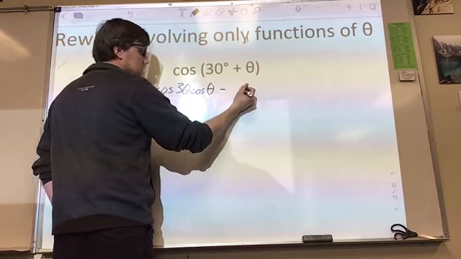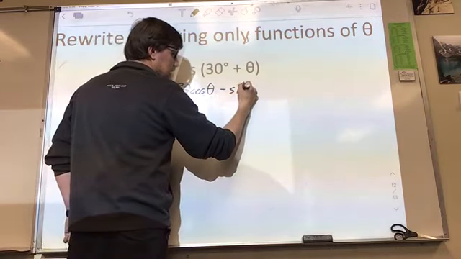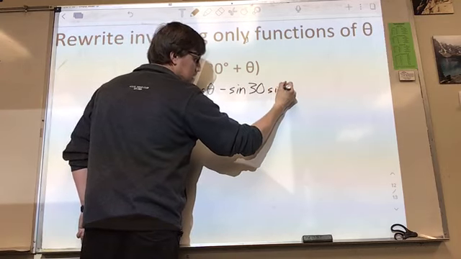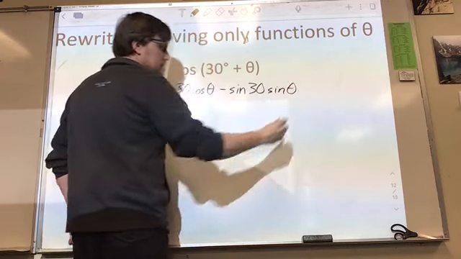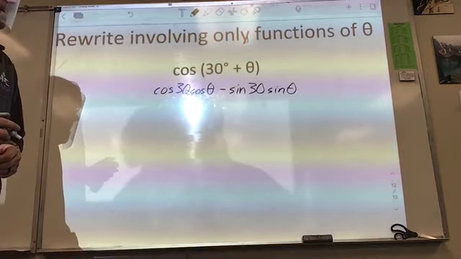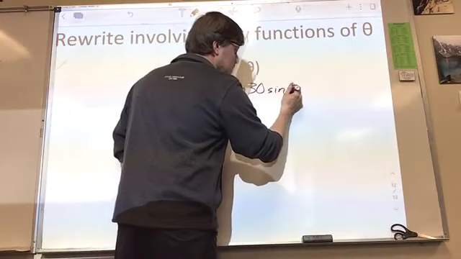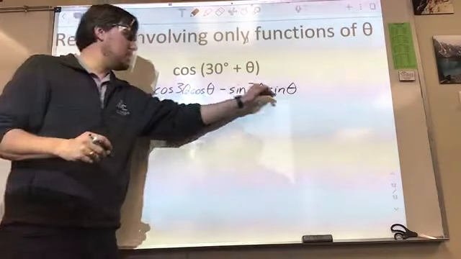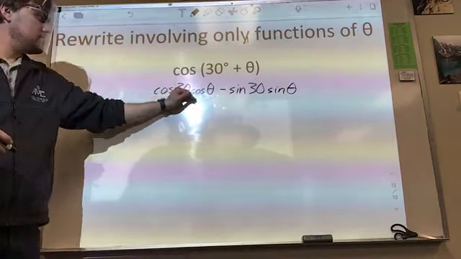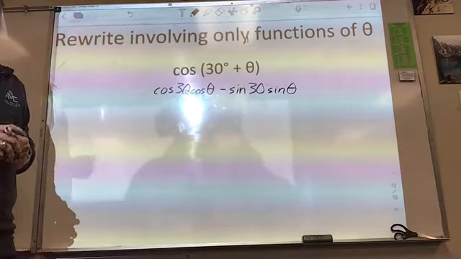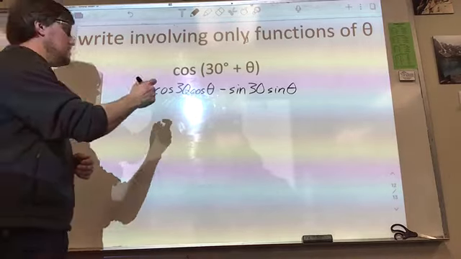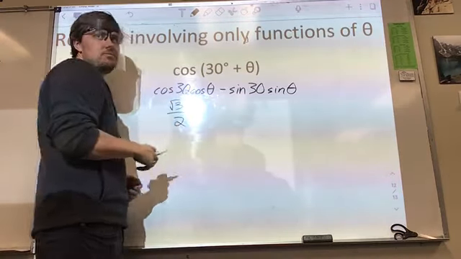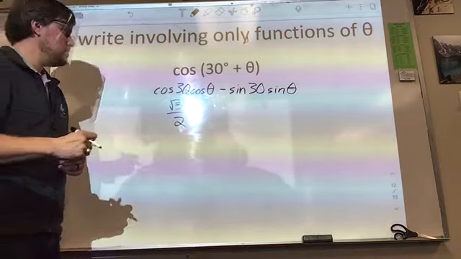Cosine's the opposite, so minus sine A, sine B. So just like that, at the end of every one of these problems, we can simplify what we can simplify. Okay, we can't simplify these theta ones, but we can simplify these. What's the cosine of 30? Cosine of 30, I think that's root 3 over 2. Anybody that has a unit circle in front of them. Root 3 over 2.